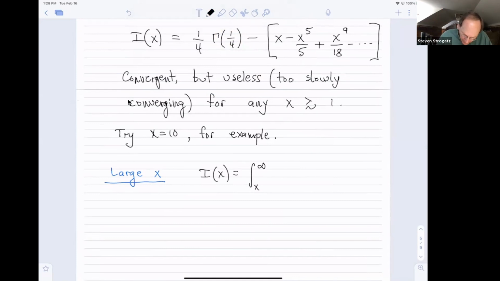from x to infinity, e to the minus t to the 4th dt. But now we're thinking of x much greater than 1. And so the interesting trick that I want to show you is one of the classic tricks in analysis, integrating by parts.